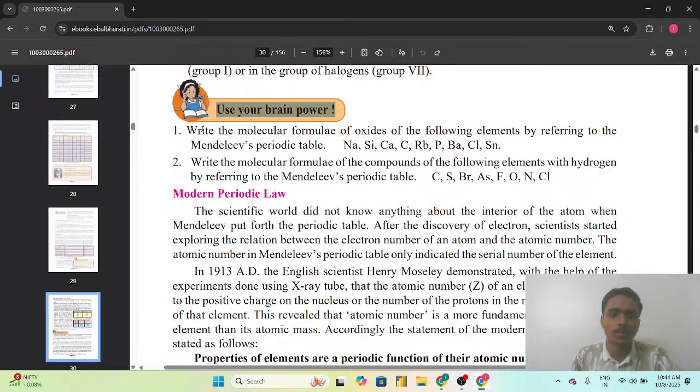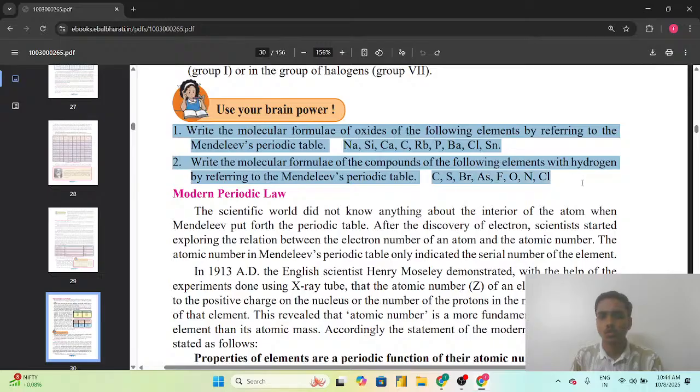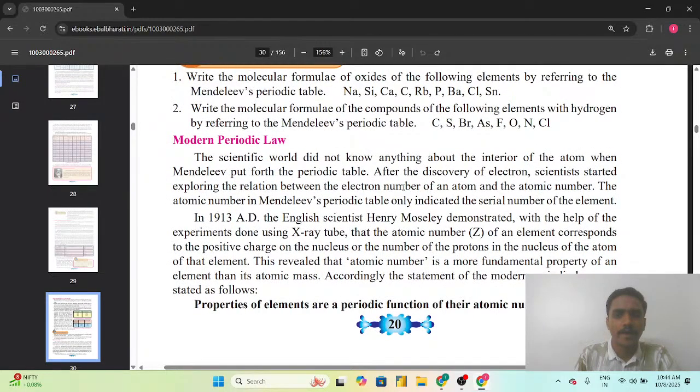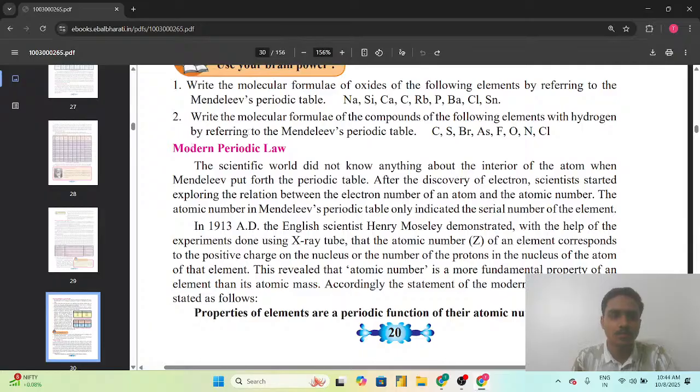Use your brain power. Write the molecular formula of the oxides, by referring to Mendeleev's periodic table. Write the molecular formula of the compounds of the following elements with hydrogen by referring to Mendeleev's periodic table. So this is the task for you. Try to solve this, and if any doubt, then comment in the comment box.